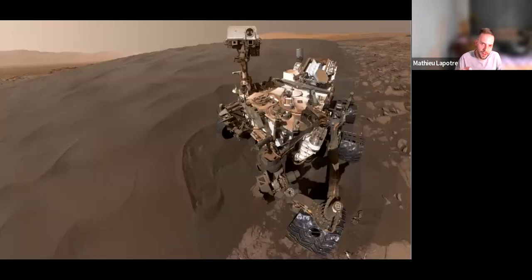So to test that hypothesis, we took a closer look at sand grains with MAHLI, which is the microscopic imager on board Curiosity. So this is Curiosity here, taking a selfie in front of one of the dunes that we investigated. And you can also see, for example, the crater rim here to the left, the mountains you can see to the left. And that crater also has a central mound, a giant mountain in the middle of it. And this is the hill you can see here right behind Curiosity.